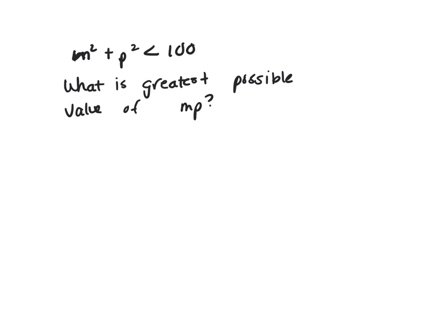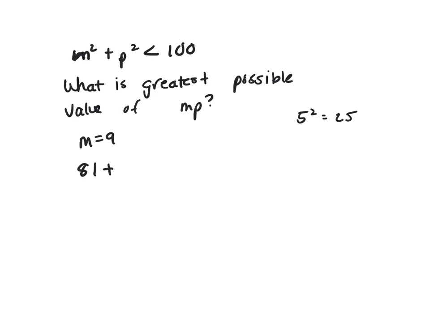I do not have a math trick or equation or anything to do this one. I'm just going to plug in numbers. So we can't let m or p be 10, because 10 squared is 100, and 100 is not less than 100. But we could definitely let m be 9, or p, it doesn't matter. So that's going to give you 81 plus what? Well, if I did 5, 5 squared is 25, and 81 plus 25 is going to put you over 100.